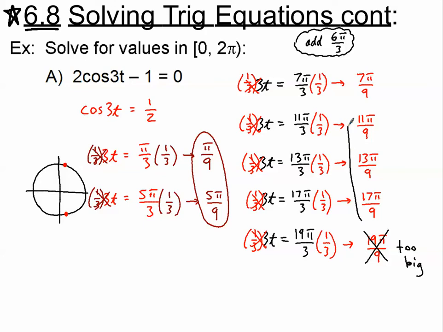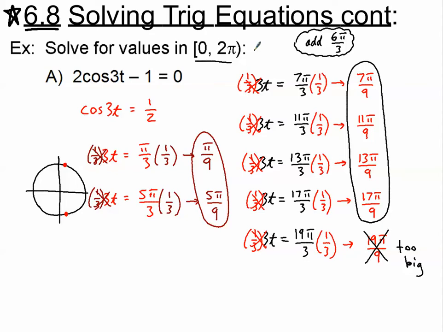But there are 4 other answers. So we have the original 2 that we found, but then if we continue to find our bigger and bigger coterminal angles and then do the same math, we get 4 more answers that are in our range, or our domain, I guess, of 0 to 2 pi.